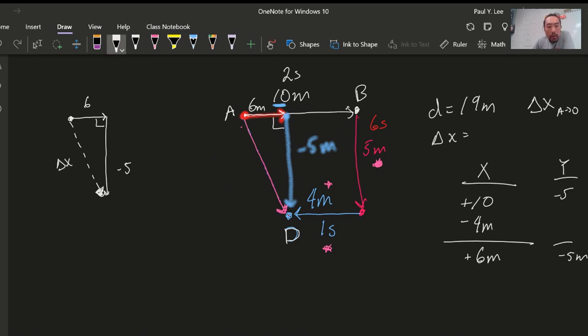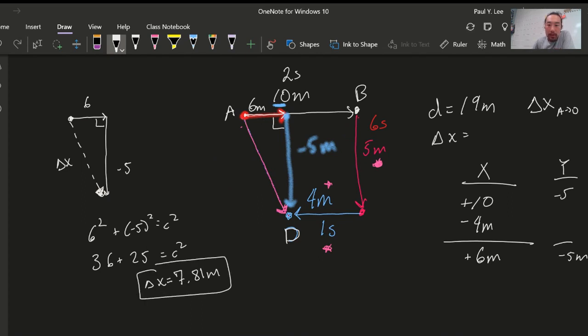And so if I were to use the Pythagorean theorem, it will be a squared, so 6 squared plus negative 5 squared is equal to c squared. So this would be 36 plus 25 is equal to c squared. And let's see what we get. So our total displacement would be 7.81 meters. Okay, so if we compare our displacement to our total distance, which was 19 meters, if we just went from our starting position to the end, we traveled a lot less.